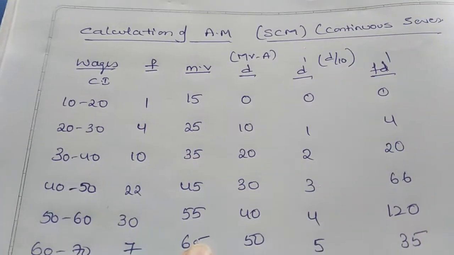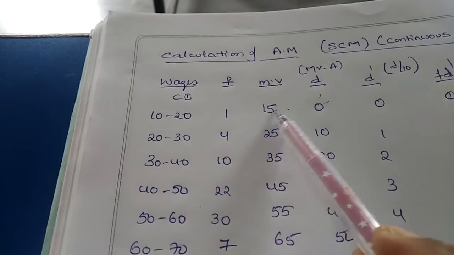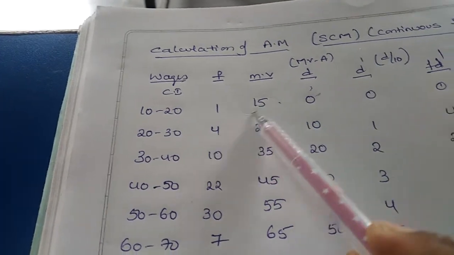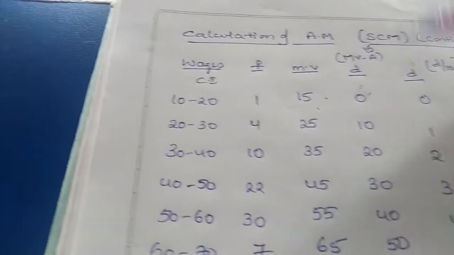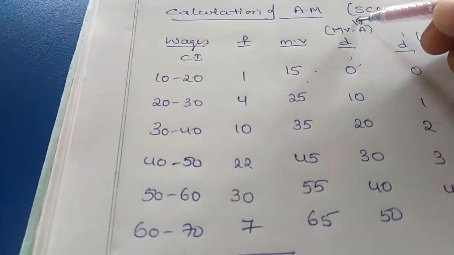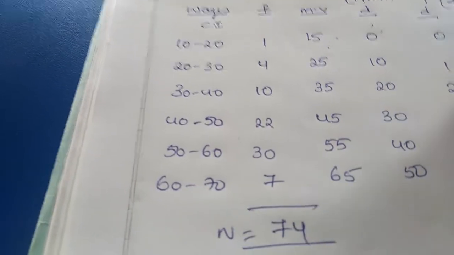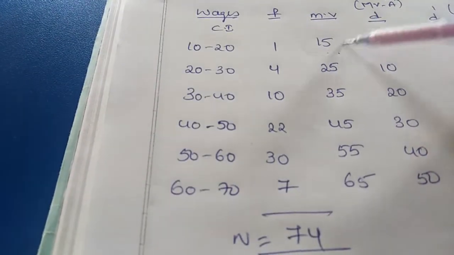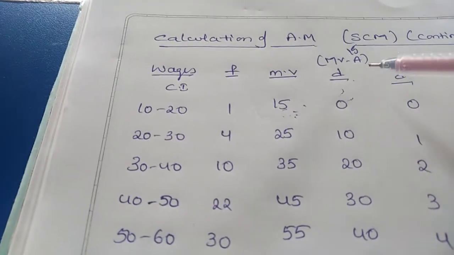So here I have selected the least value. In the mid values, which is the least value? 15. So I have selected 15 here, so A is nothing but 15. Any value you can select, but if we take a bigger value, you will get negative values, minus symbols, and there will be a little bit of confusion. That's why I have taken a small value, the least value from the mid values, that will be the A.